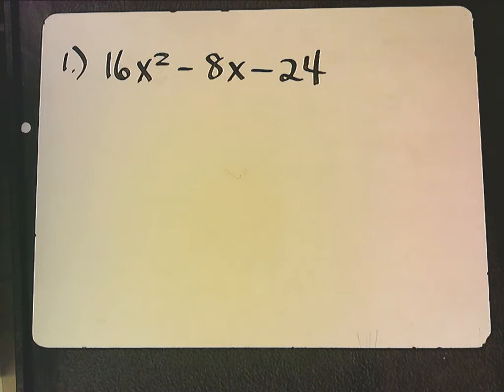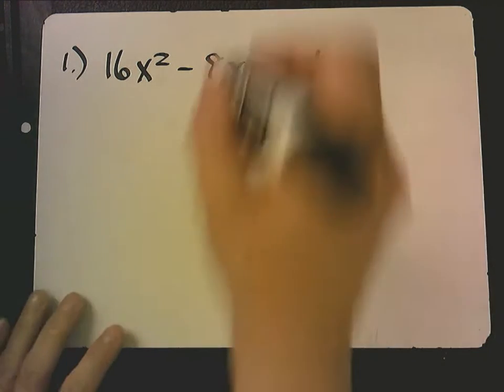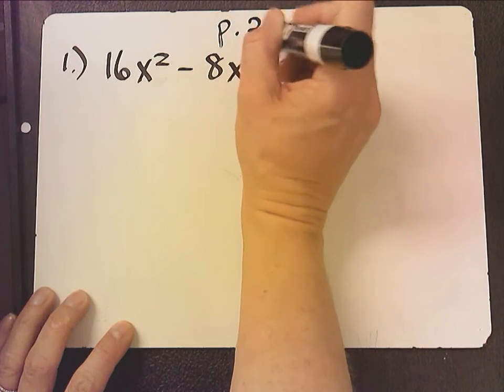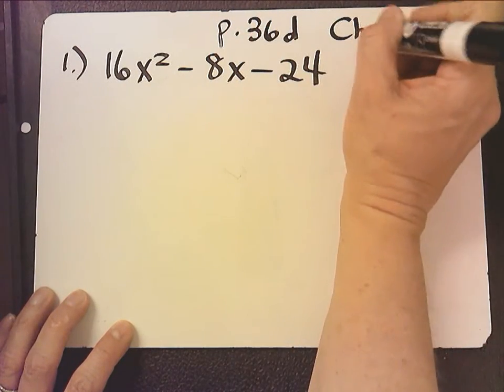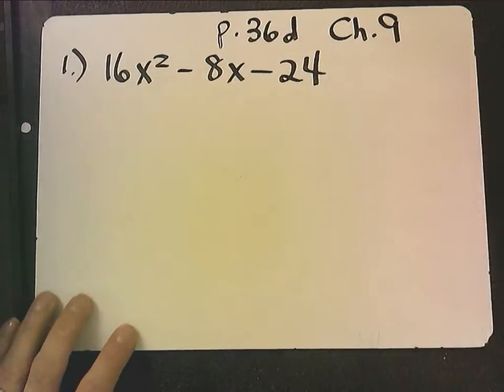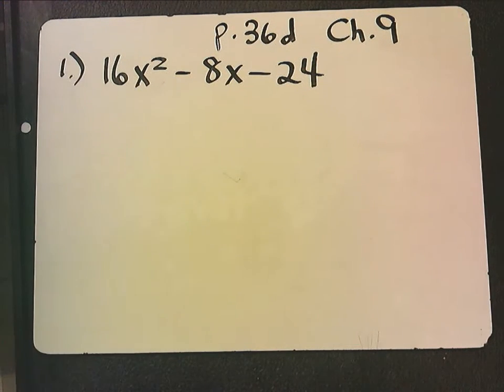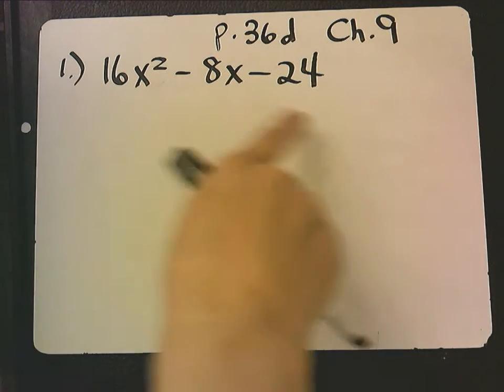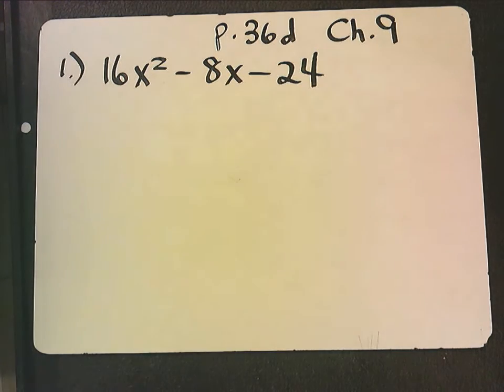Okay, so turn to page 36D in your Chapter 9 packet. And the focus of this lesson is going to be factoring out your GCF first before you try to factor a trinomial. Now let's suppose I didn't notice that 8 was the GCF for this.